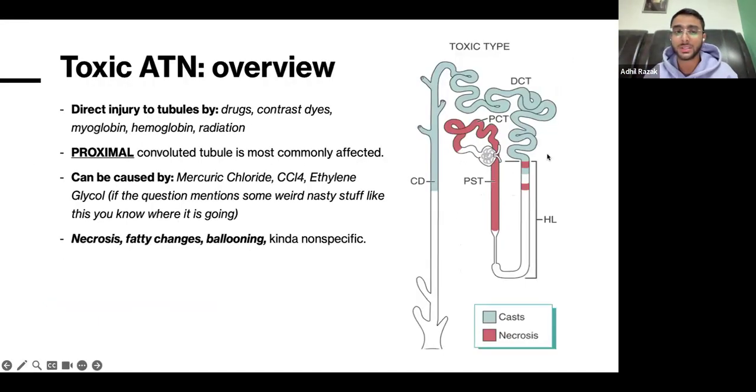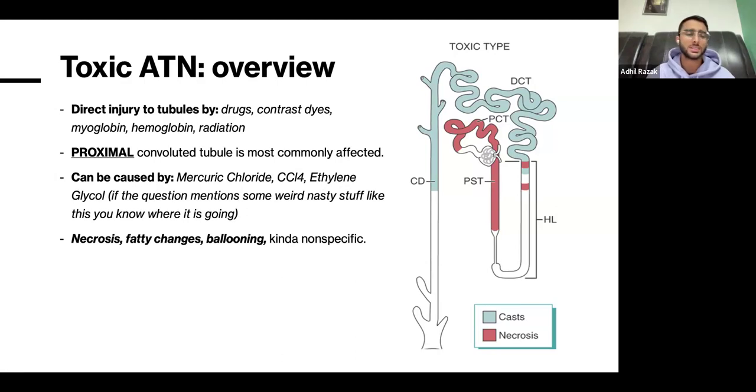Anyways, as mentioned earlier, the proximal convoluted tubule is the most commonly affected part of the nephron in toxic ATN. And it can also be caused by mercury chloride, carbon tetrachloride, ethylene glycol. If the question mentions some nasty stuff like that, you know where it is going.